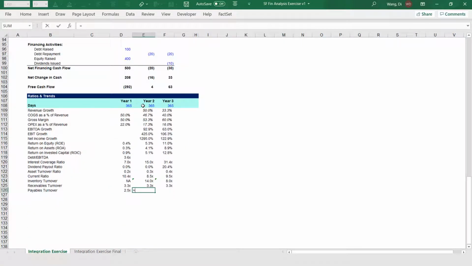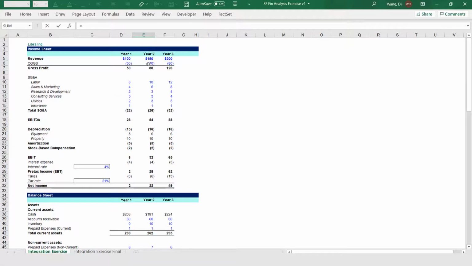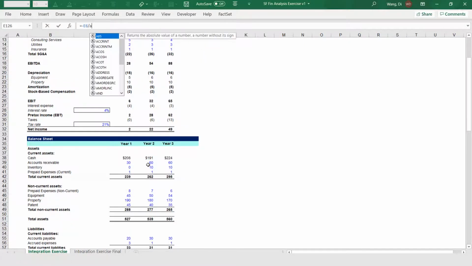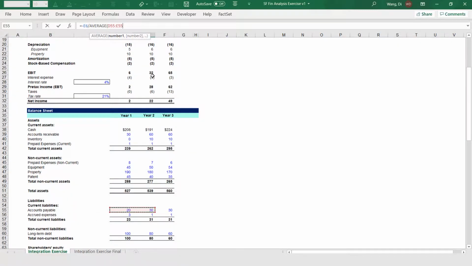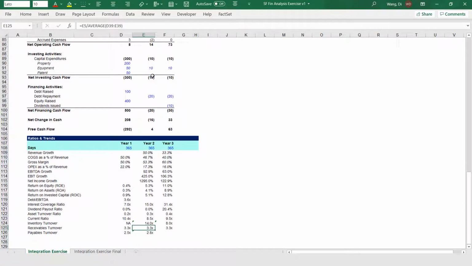Year 2, we're going to be taking COGS, negative figure here, dividing it by our average accounts payable now. And that gets us to 2.8. We're just going to carry this over, so Control R. And here we have our debt to EBITDA. We need to fill this out. These growth numbers are non-existent since we don't have a year prior to year 1.